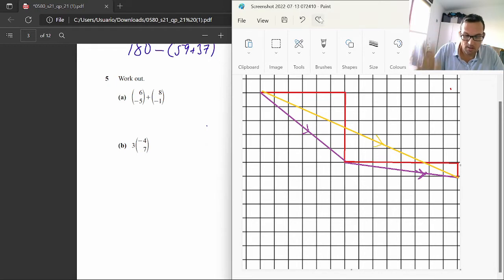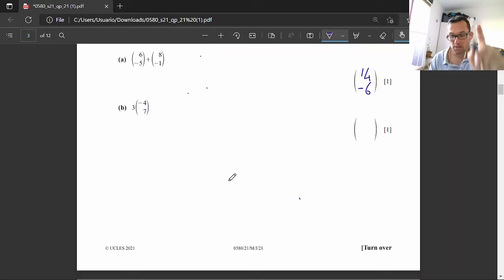And this vector, to get from the beginning to the end, we are moving 14 spaces or units to the right and 6 spaces down. That's why we can just add them together. That's question 5a.